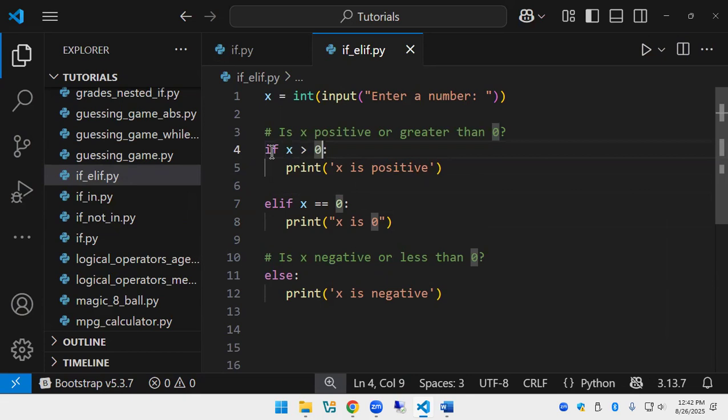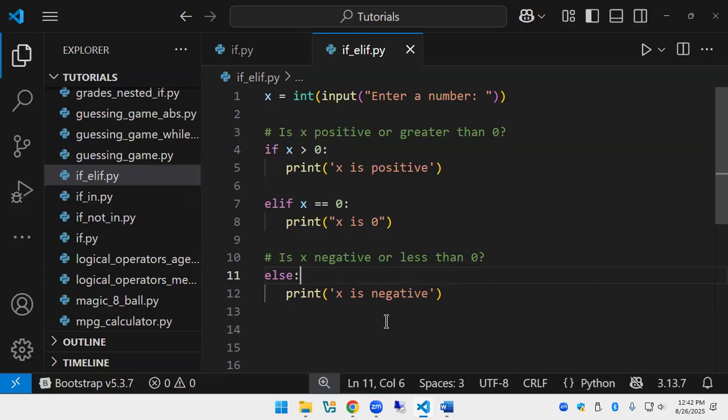So another condition. Right here, we go to this one. We say, okay, well, if x isn't greater than 0, then maybe x is equal to 0. Right? But if it's not equal to 0, what if it's negative? Well, that is all that's left. We've eliminated greater than 0. We no longer have to test for greater than 0.